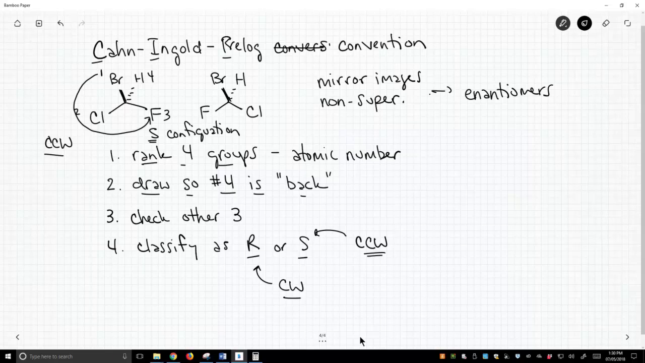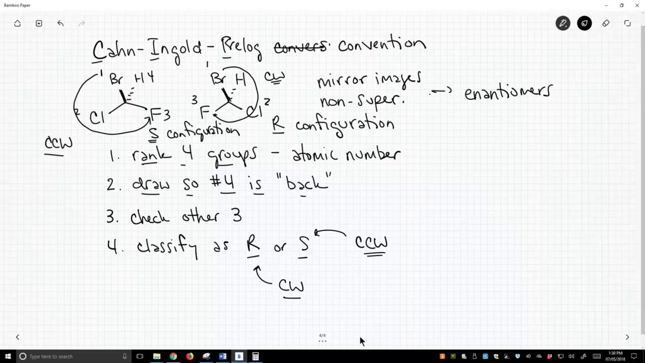Well, that means that there must be a possibility to have R. So let's look at the other structure we drew. Bromine is 1, chlorine is 2, fluorine is 3, 1 to 2 to 3. That is indeed clockwise. So this structure has indeed the R configuration. And I underline that because R is actually italicized. R and S are both italicized when they're written.